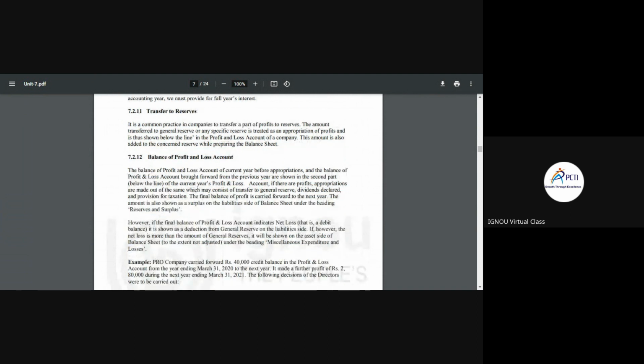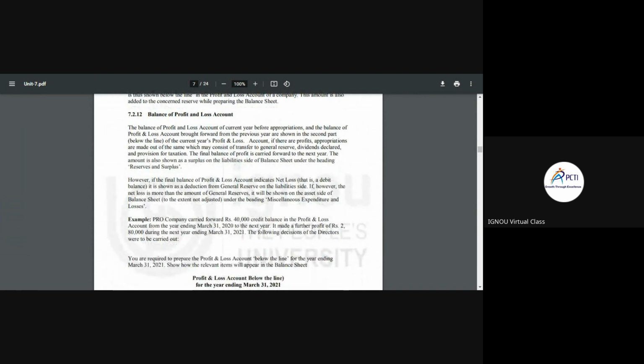Next one is balance of P&L account. In the case of balance of P&L account of a particular current year before appropriation, the balance of P&L account brought forward from the previous year will be shown in the second part of the current year profit and loss account, and the final balance of profit is carried forward to the next year, and the amount will be shown as the surplus on the liability side of the balance sheet under the heading reserve and surplus.